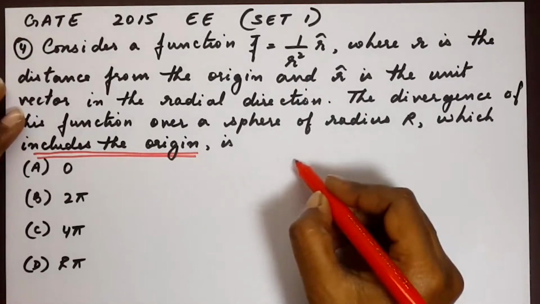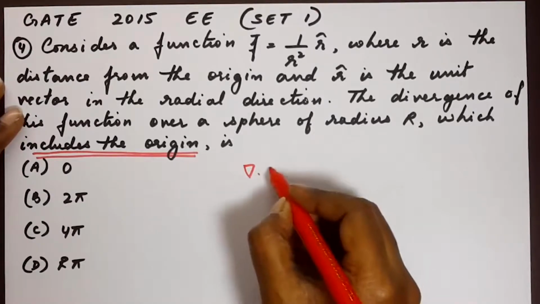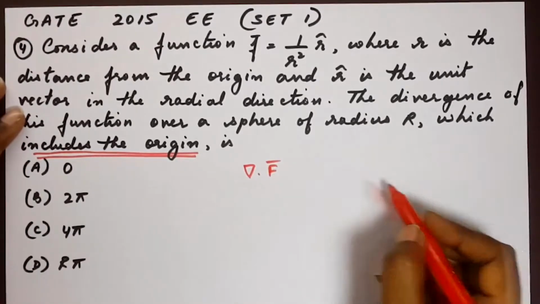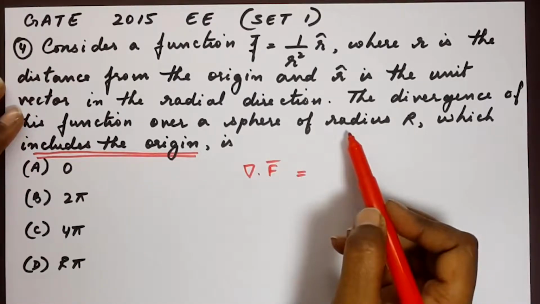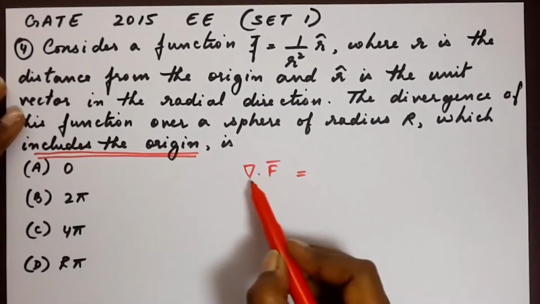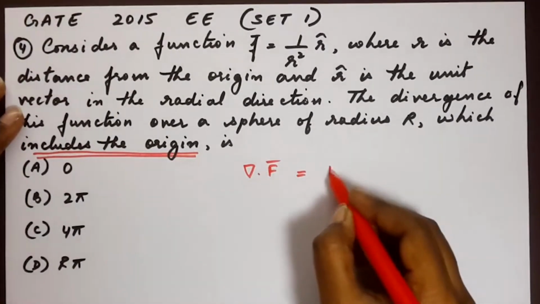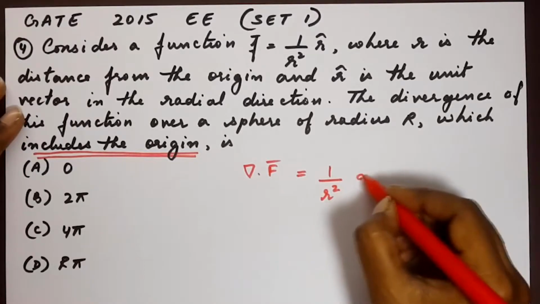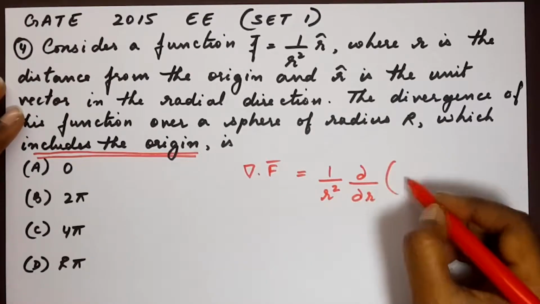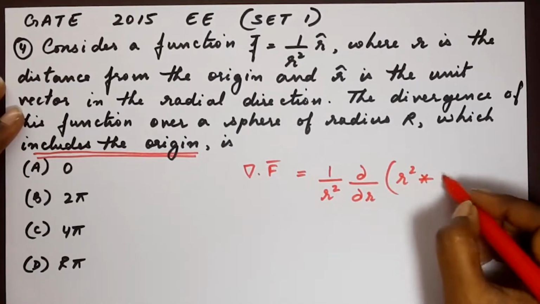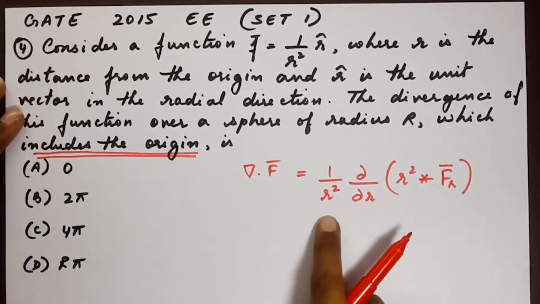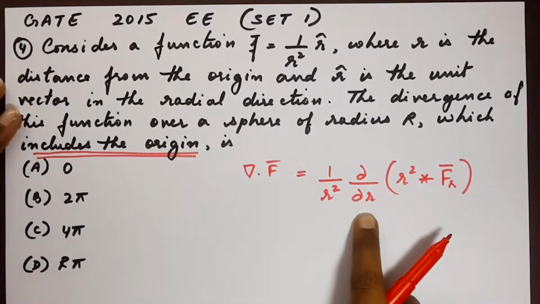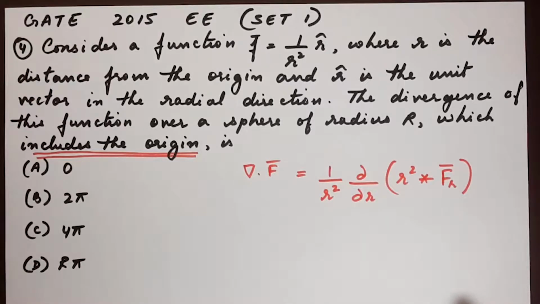So that would be delta dot vector field F. Now we are talking about the sphere of the radius, so we are going to work in spherical coordinates. So delta dot F bar would be 1 by r square dou by dou r of r square into the function f. So that's 1 by r square dou by dou r of r square into the function f.